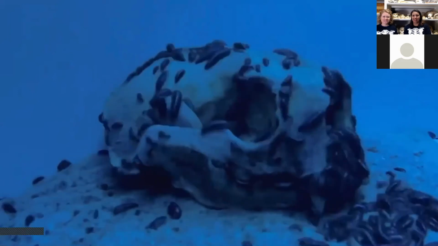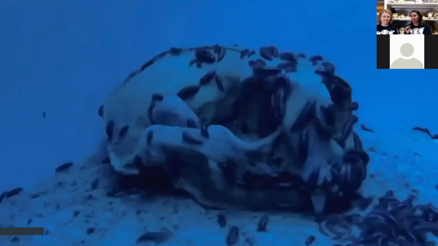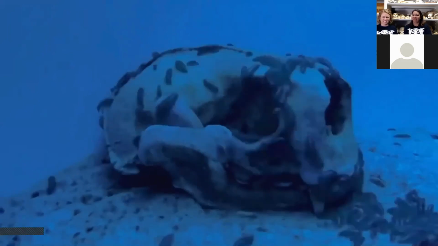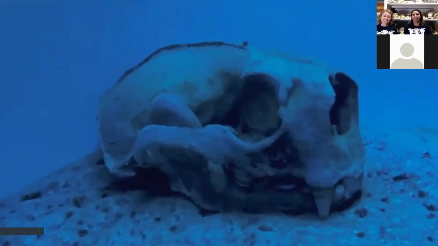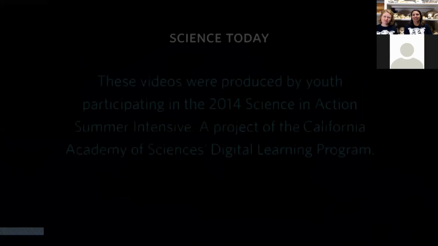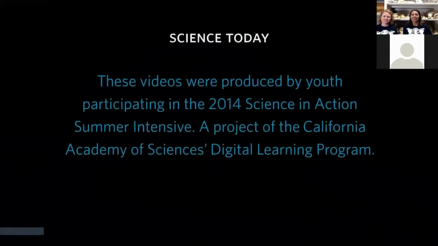Wow, look at that. There must be a little bit of flesh left. Otherwise, there'd be no beetles. Wow. Look at how clean it is. So that was over 4 days long.